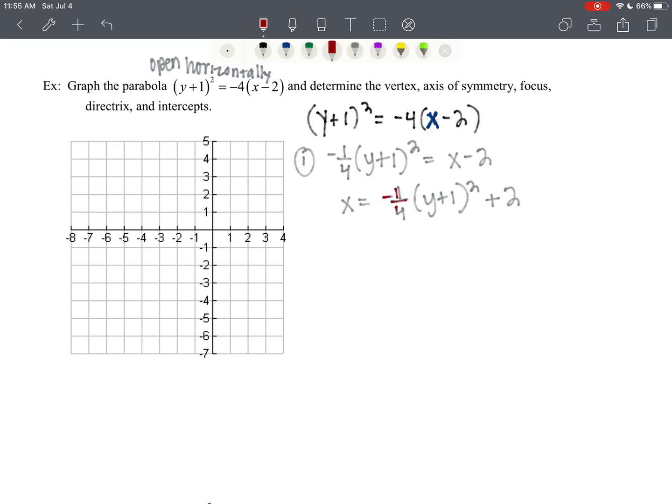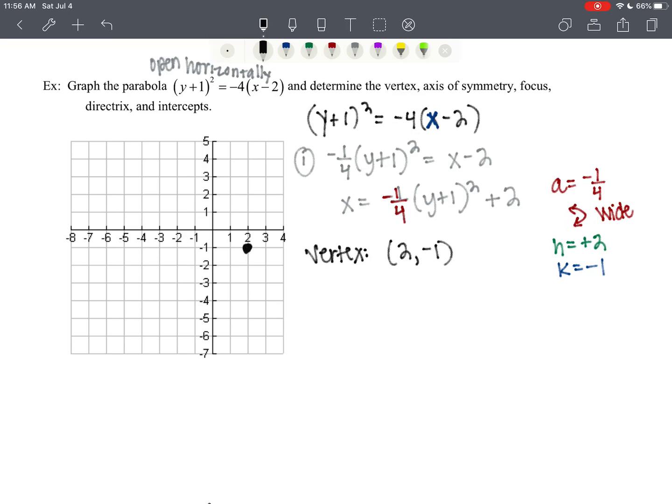I've got a equals -1/4. That means we're opening to the left, and it's going to be wide because of that 1/4, so it's not going to be normal. And then we've got h is equal to +2, while k is equal to -1. So our vertex is going to be (2, -1). So we'll go right 2, down 1.